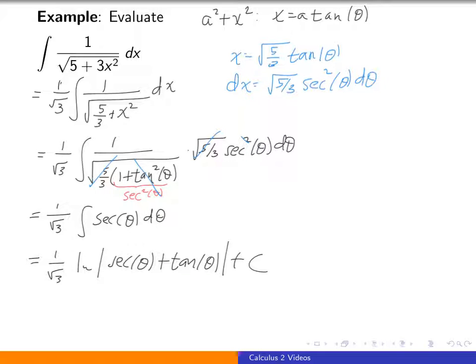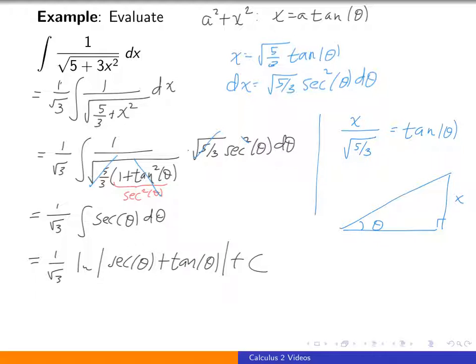And we are now to a familiar part of the problem. We've performed our trigonometric substitution, we've evaluated the resulting trigonometric integral, and now to get back in terms of the original variable x, we need to draw an associated right triangle. So recall, x is equal to square root 5/3 tangent theta. So x over the square root of 5/3 is tangent of theta. So we have an associated right triangle that we can draw. So tangent of theta, so x over square root 5/3.